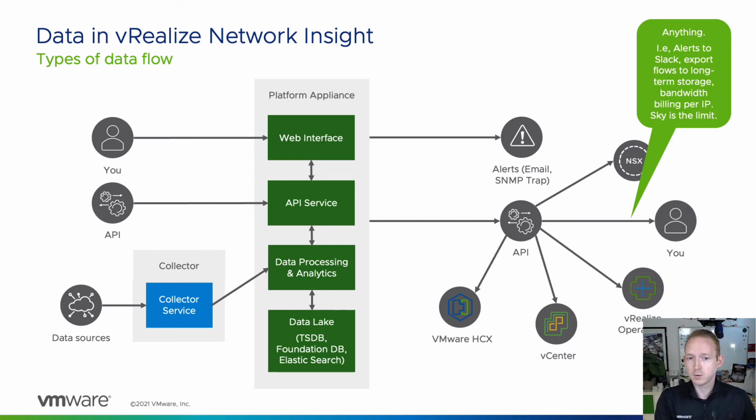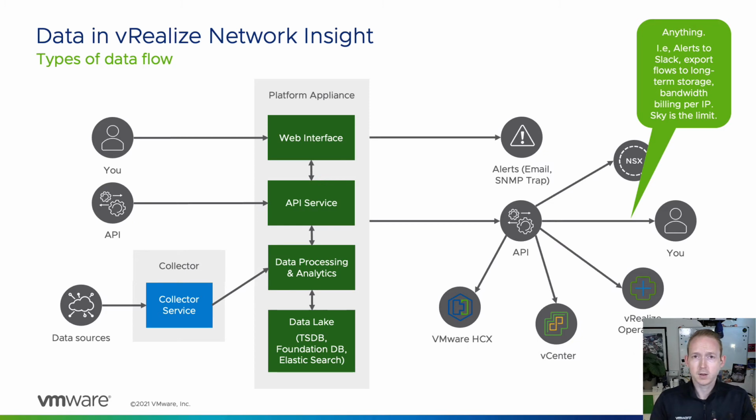So vRealize Network Insight can only store flows for a month right now. So if you need to have those flows there for security purposes, for auditing purposes, for example, you can export them from vRealize and put them into long-term storage. We have an example with vRealize Log Insight, where we take the flow destination, port number, timestamp, etc., and then push that into vRealize for long-term storage.